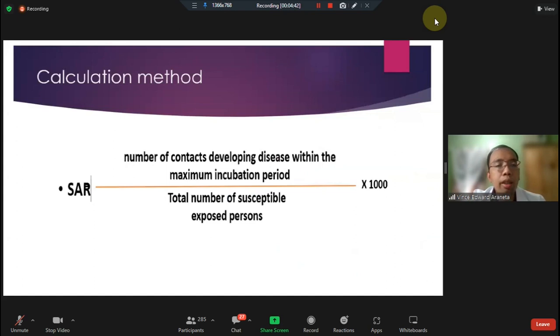Wherein you have this formula: number of contacts developing the disease within the maximum incubation period, of course susceptible contacts here. To be more precise or complete with regards to the definition, divided by the total number of susceptible exposed persons, times 1,000, because usually the values are very low. So you have to express this as the number of persons per 1,000 population.